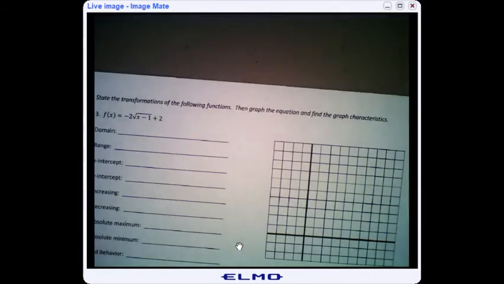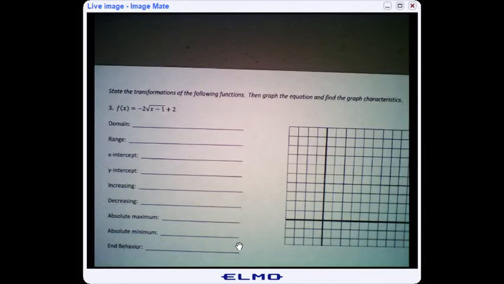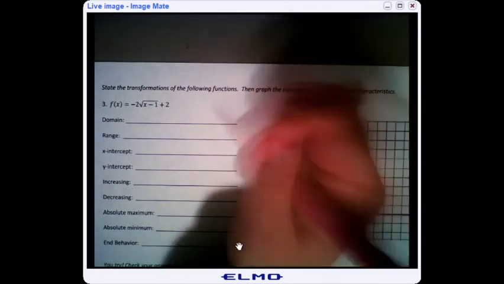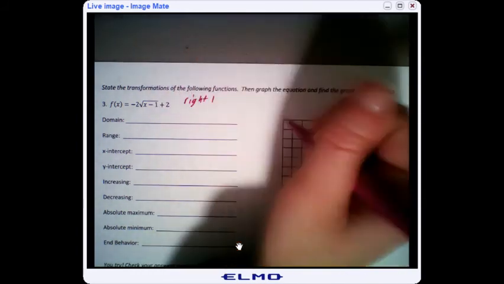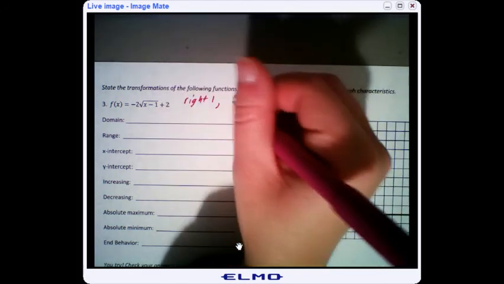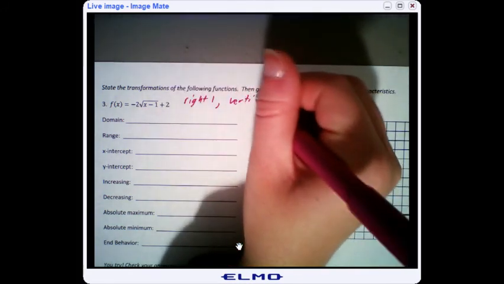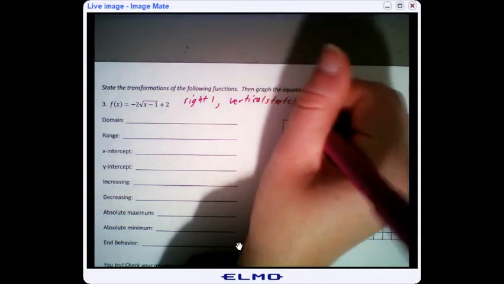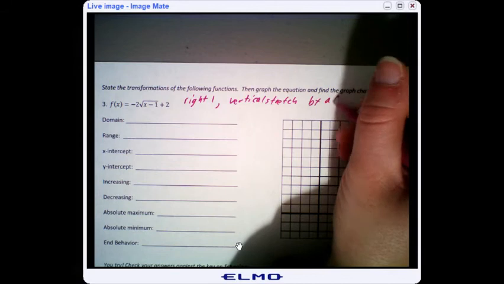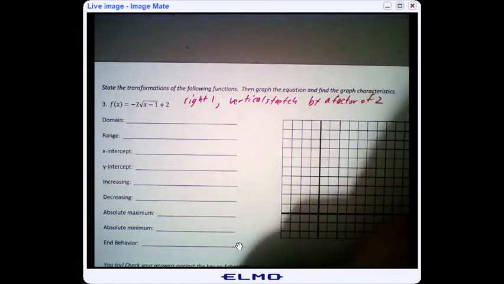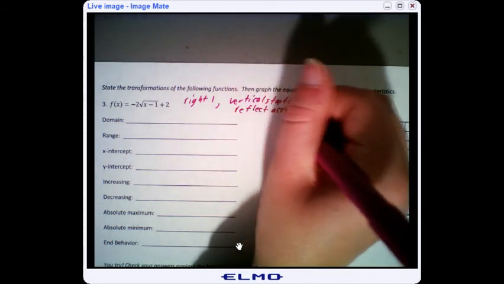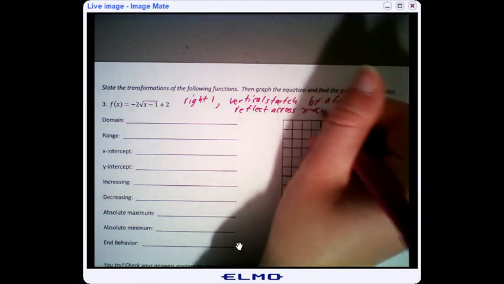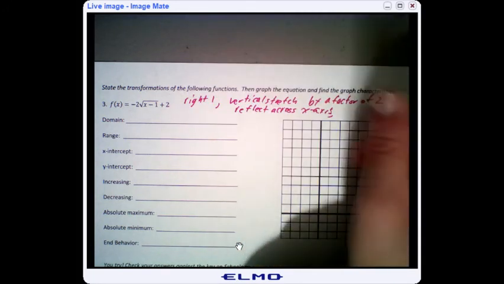We're going to state the transformations, then graph the equation, and find the graph characteristics. So when I look at this for my transformations, I'm going to go right 1 from the minus 1 underneath. I have a vertical stretch by 2, and that's the 2 on the outside in the front. The negative on the outside tells me I'm reflecting across the x-axis. We're flipping upside down. And the plus 2 on the end of it means I'm going up 2.